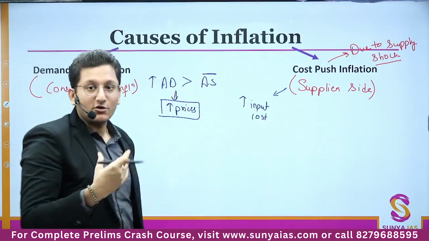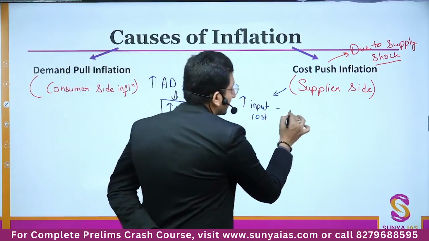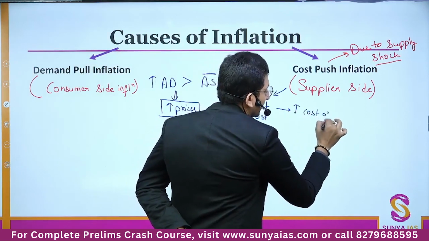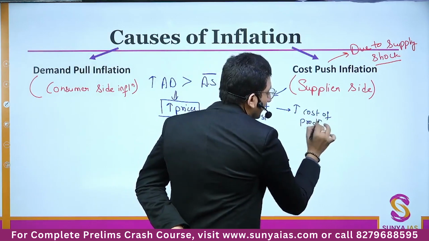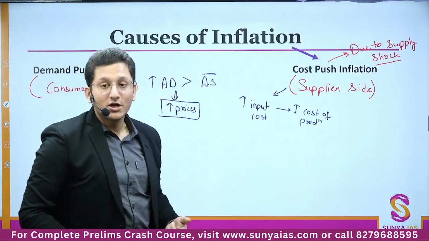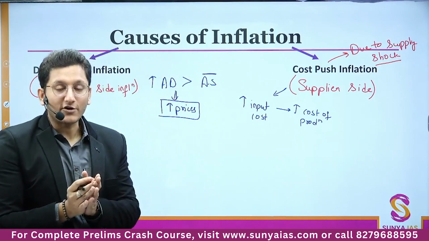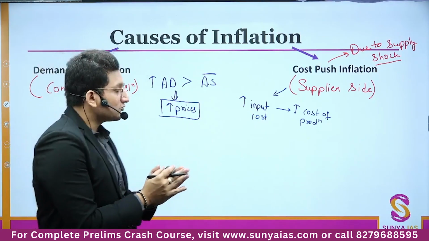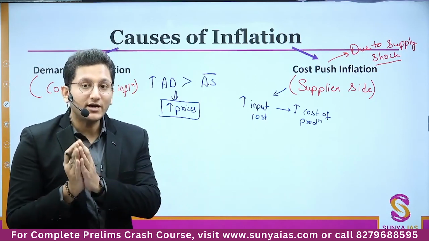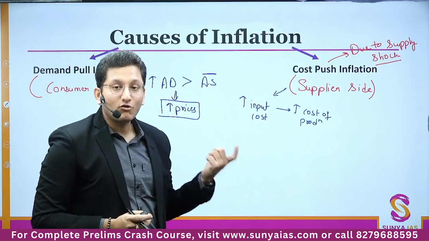राइट, कुछ भी वजह हो सकती है जिसकी वजह से इनपुट कॉस्ट बढ़ गई. Now due to this you will see that their cost of production will increase. Why sir, why cost of production increase with the input cost? Because generally factories have a limited amount of capital. Suppose उनके पास 100 रुपये थे and if they are producing 10 boxes in that 100 rupees and if the input cost increases, now what's going to happen?